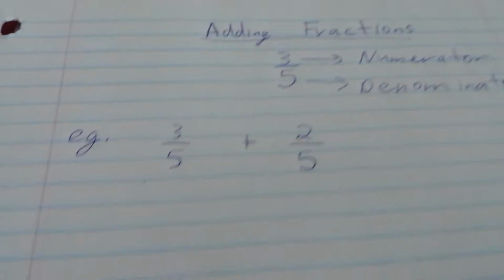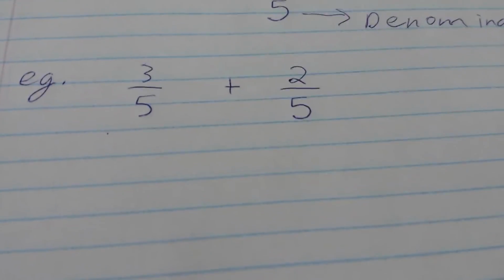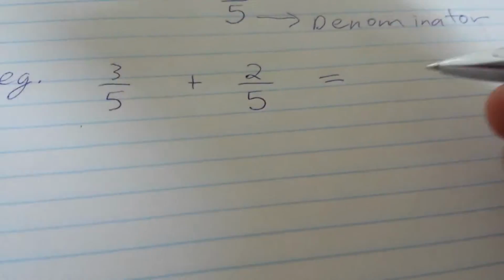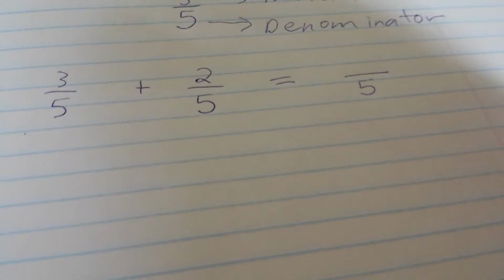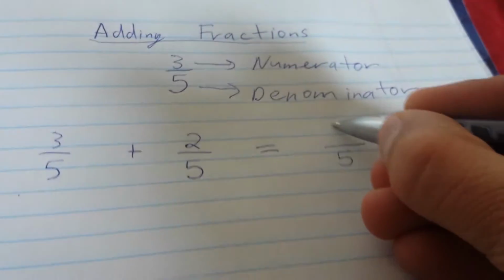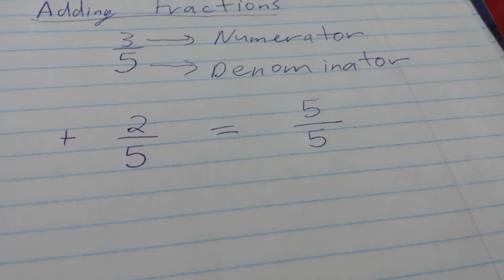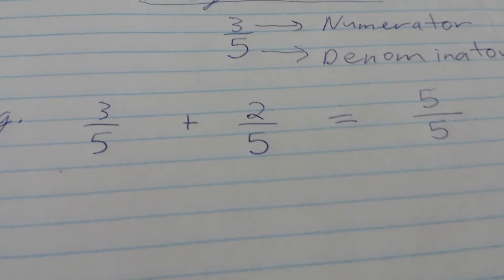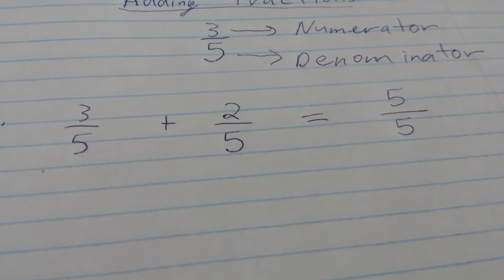So in the case when you're adding fractions and the denominators are the same, well, it's pretty simple. All you really need to do is leave the denominator the way it is and for the numerator, you add the numerators up, and that will be your answer. So 3 plus 2 is 5, and your answer will be 5 over 5. So you leave the denominator the way it is, and just add up the numerators, and there's your answer.